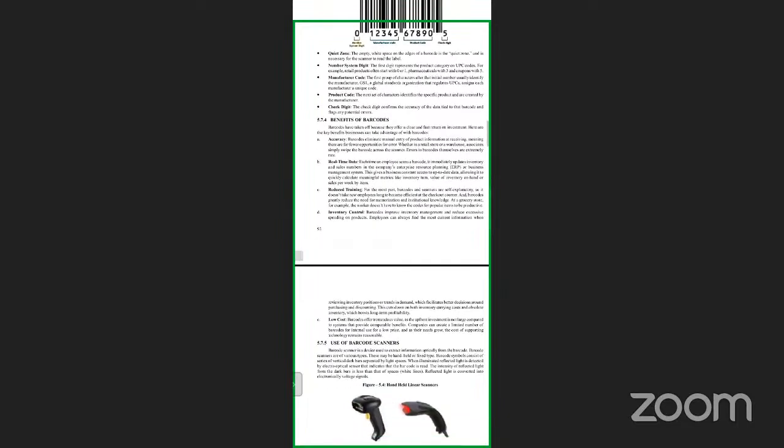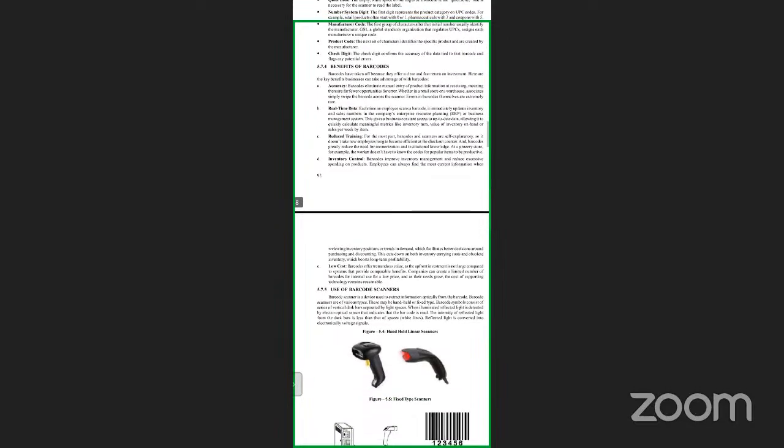And it also reduces training, because for the most part, barcodes and scanners are self-explanatory. There is no need for any explanation. Why? Because once you scan it, you'll get the details of the product, who the manufacturer is, and what barcode is given to the particular product. And for any new employees engaged in the organization, training is not required.